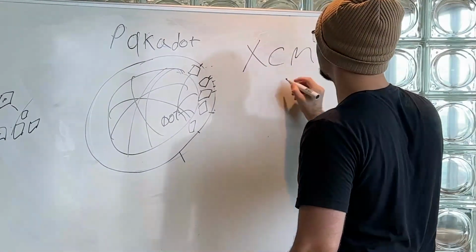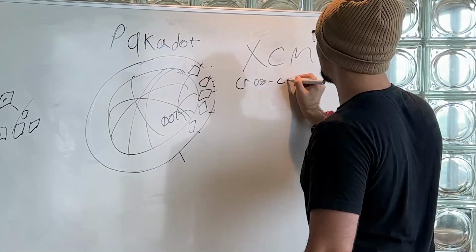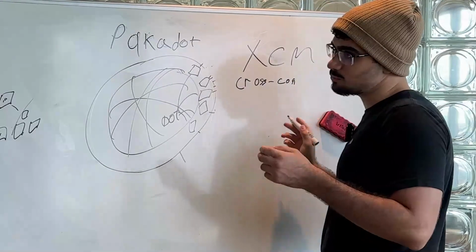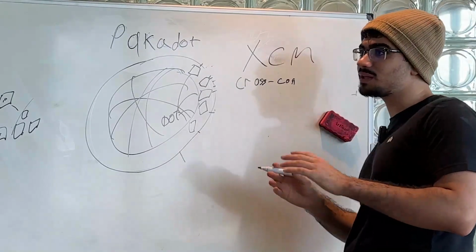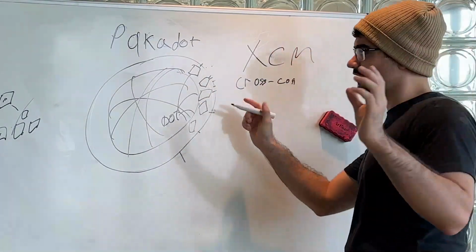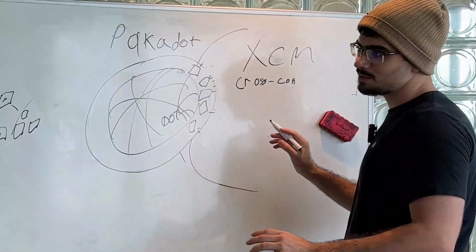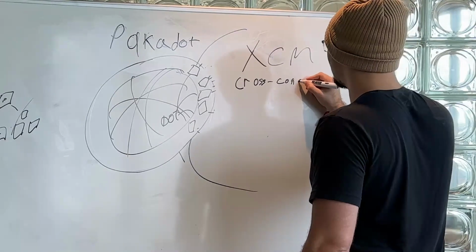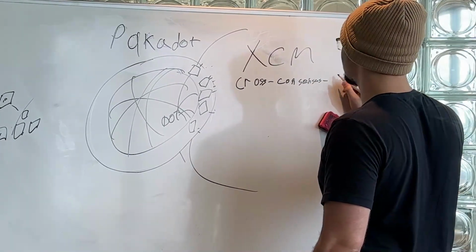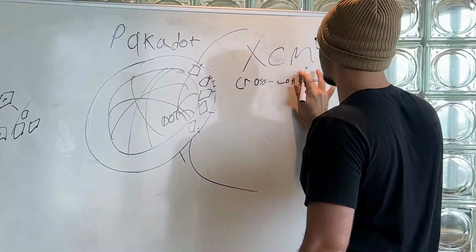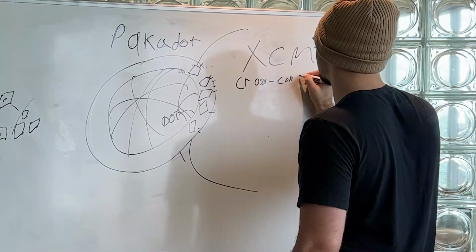So XCM is the idea that you can convey your intention of what you want to do on one consensus system to another consensus system. When I say consensus system, I mean something like a parachain, something that's under this body of consensus, right? Because this is ensuring that all these different things have consensus. So XCM allows us to communicate between these different shards. It's cross-consensus messaging.